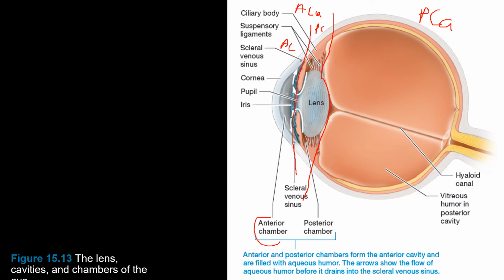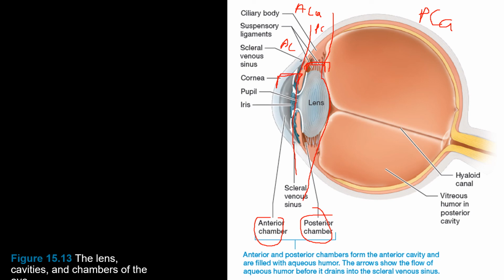I just noticed these were labeled here. Okay, so yeah, it's the same thing. The posterior chamber is behind the iris and behind the pupil, essentially this area here, posterior chamber, and then anterior chamber here.